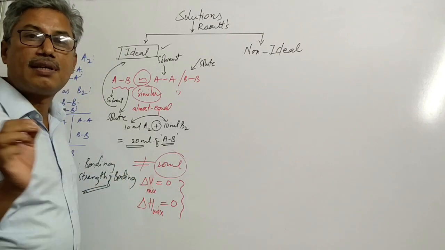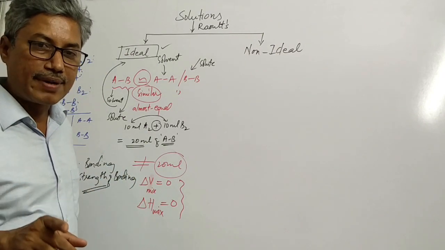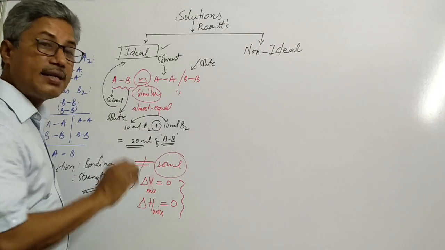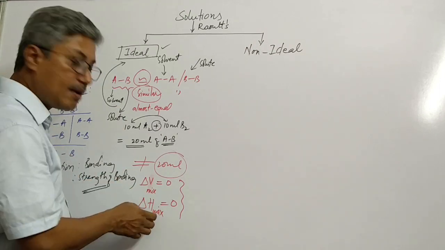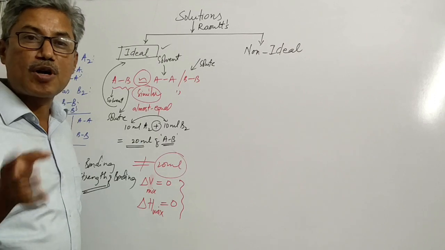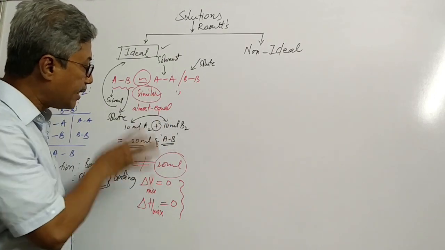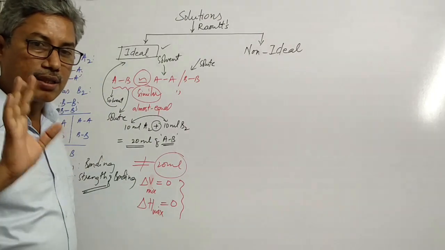What does this mean? The sum of the volume of the two liquids is equal to the total volume. Then the difference will be 0. Then delta H mixing, what does this mean? Enthalpy change upon mixing solute and solvent is also 0. These are the three characteristic properties of the ideal solutions.